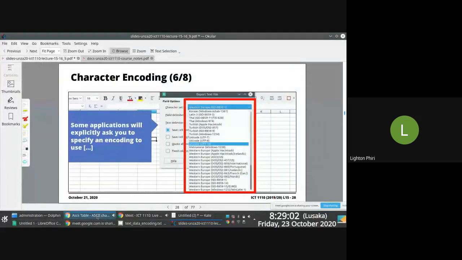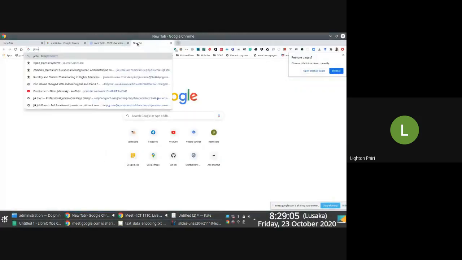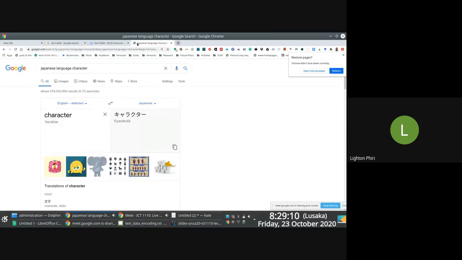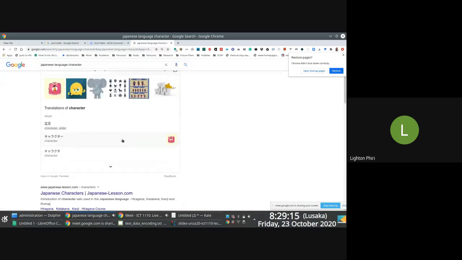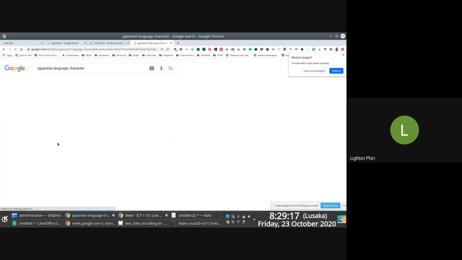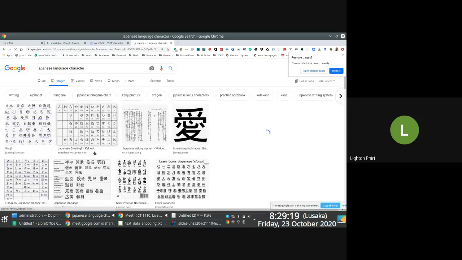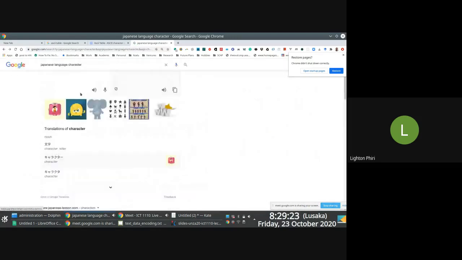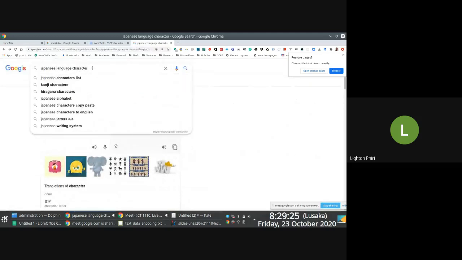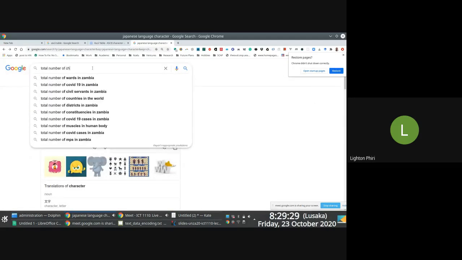I don't know if it's kanji or something. I don't know what they call this, but for you to be able to accommodate these characters here, you need a specific encoding scheme, right? And sadly, if you look up things like the total number of Chinese, oh, there we go, Chinese characters.